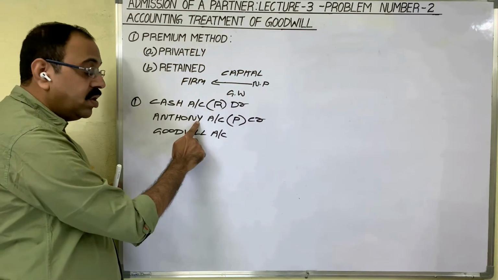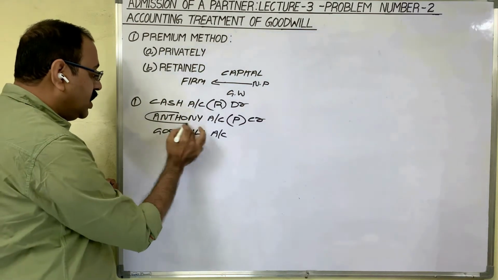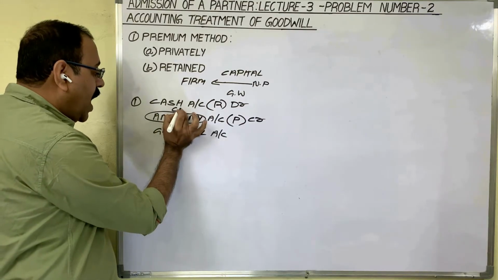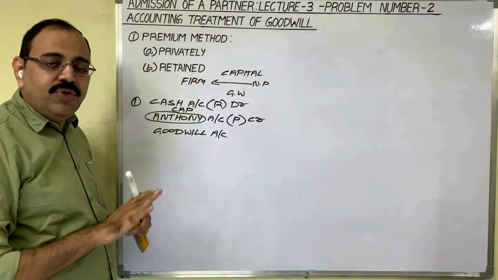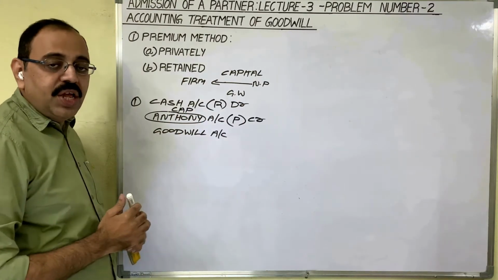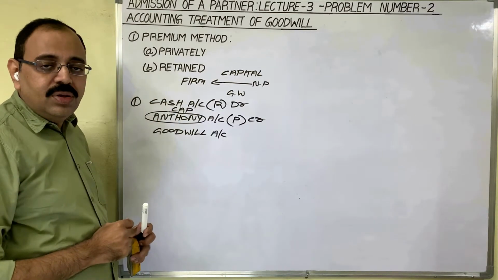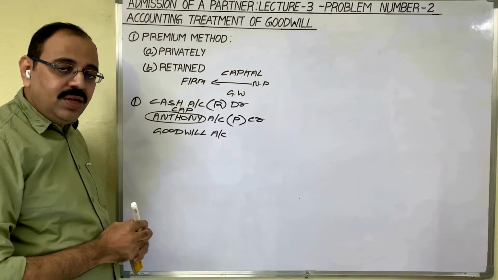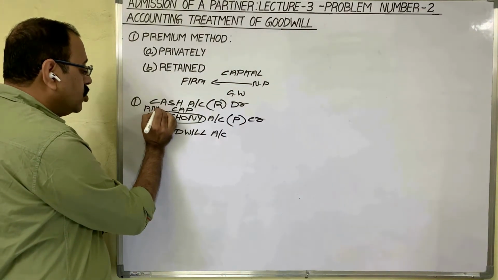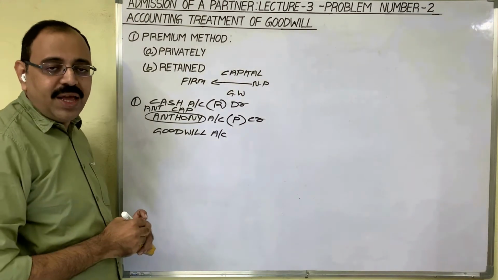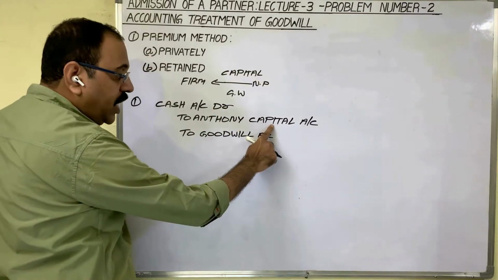As Anthony is the owner, the owner's name we don't write. Instead of the owner's name, we have to write the word capital. But there are three partners. If you simply write the word capital, there is no clarity here. This is the capital of whom? Amar, Akbar or Anthony. For more clarity, we add the new partner's name also. Anthony's capital account. Now the final entry is cash account debtor to Anthony capital.